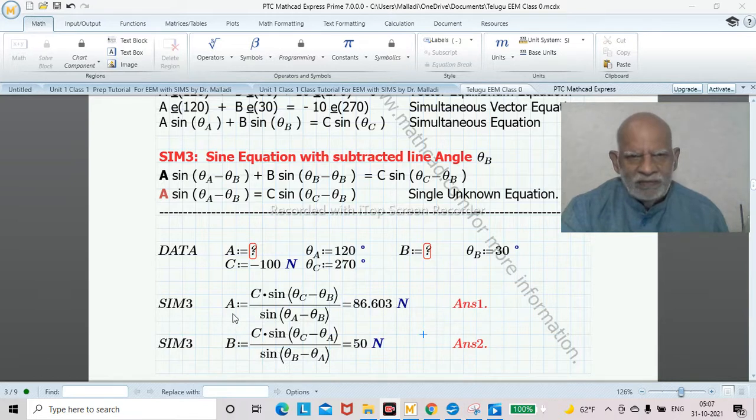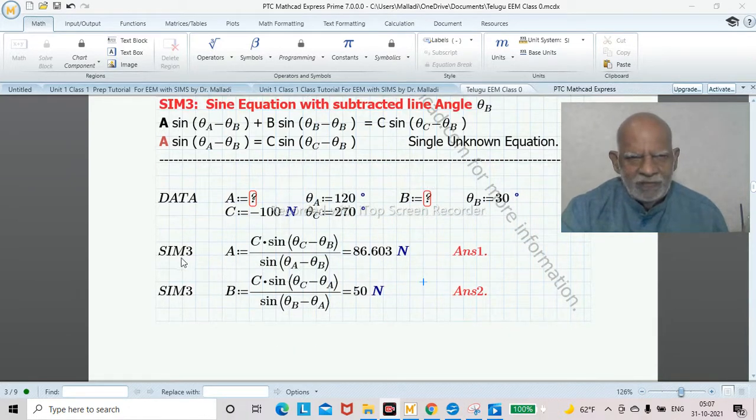So the advantage of doing MathCAD is you put in the data, and there are two unknowns. So I have direct equations for the two unknowns, Sim3, and I applied Sim3 again. All right, so in 3 steps we got the answer, and you can generate any number of problems.